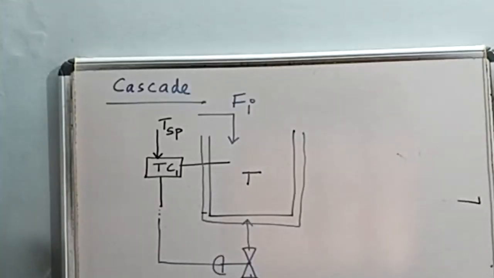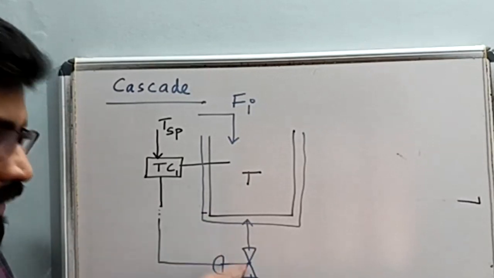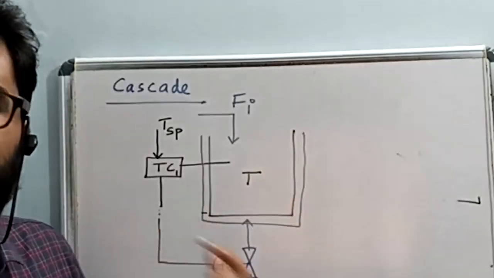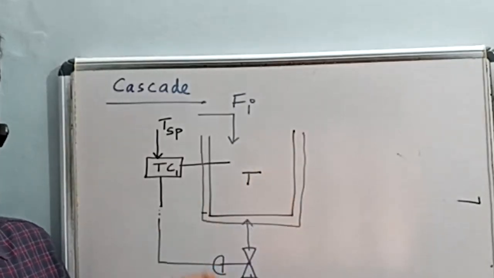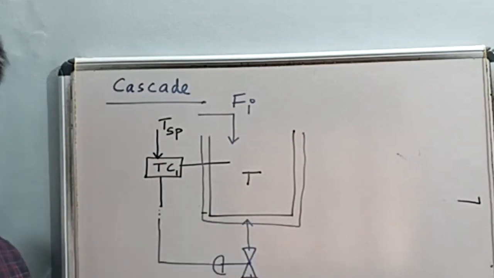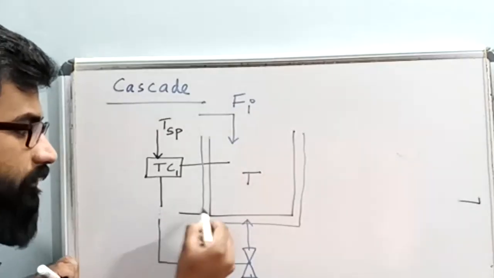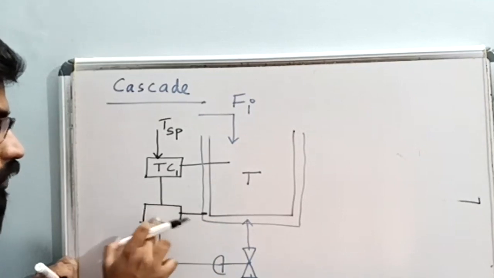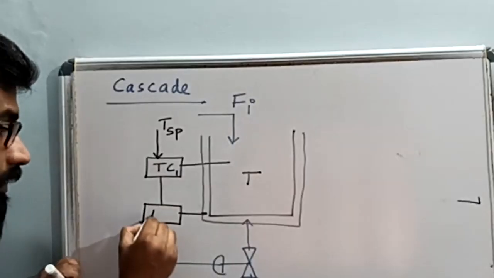Now, in this case, if there is some problem with the coolant temperature, or some disturbance in the jacket temperature, we may not know it, so it will take a lot of time to understand. To avoid that, to make this process faster, we are measuring the jacket temperature by using a second controller. So we have more than one measurement here.